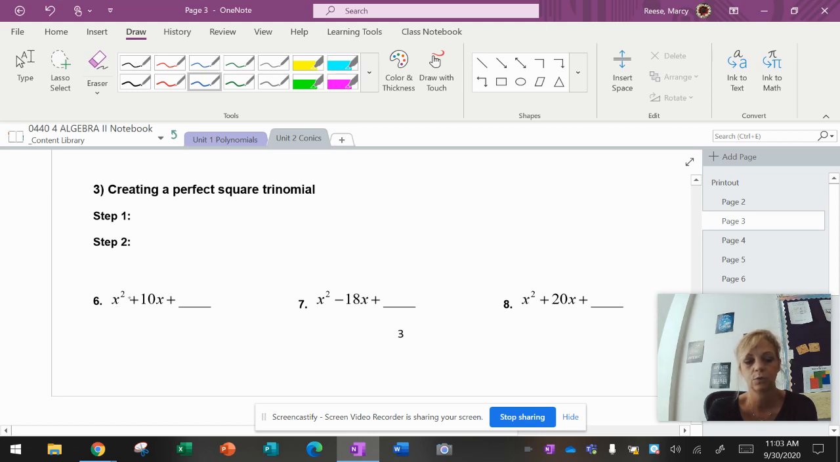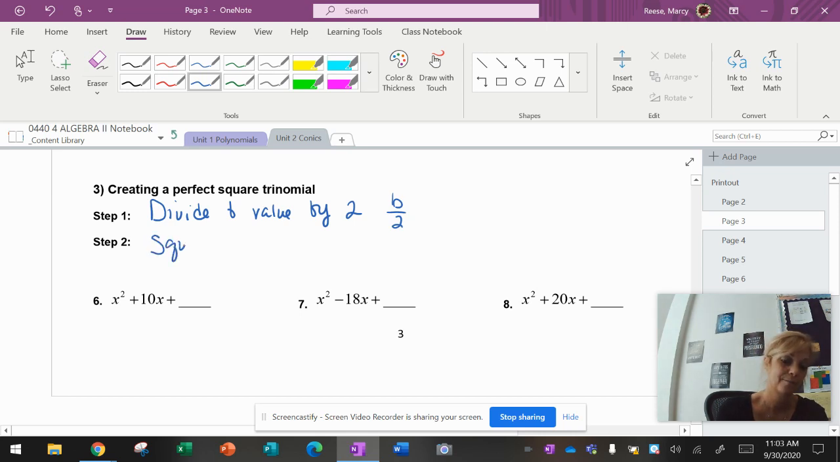If I give you an x squared and a plus 10x, or for 7 here, an x squared minus 18x, and then x squared plus 20x, okay? To do this, your step 1 is you're going to divide the b value by 2. So it's b divided by 2. And then you're going to square that answer. So b divided by 2, squared.